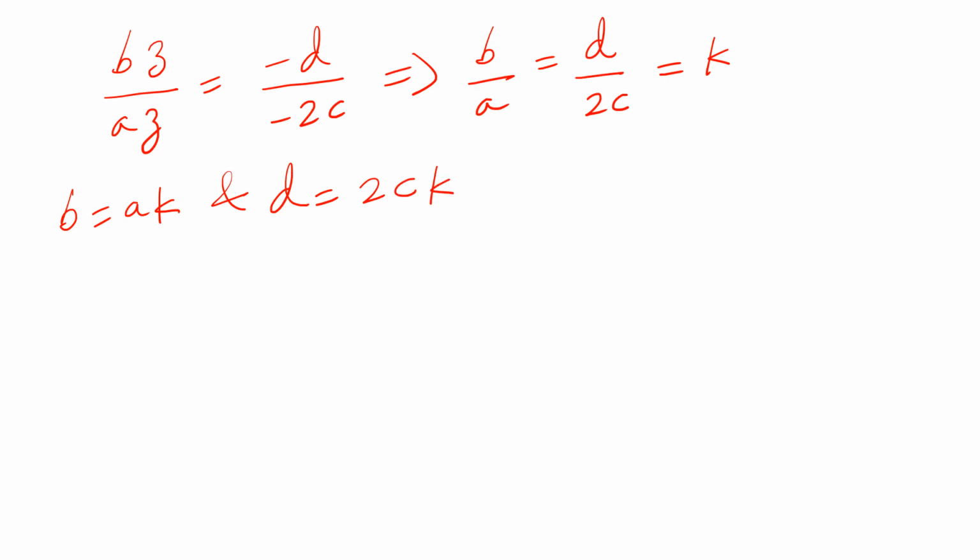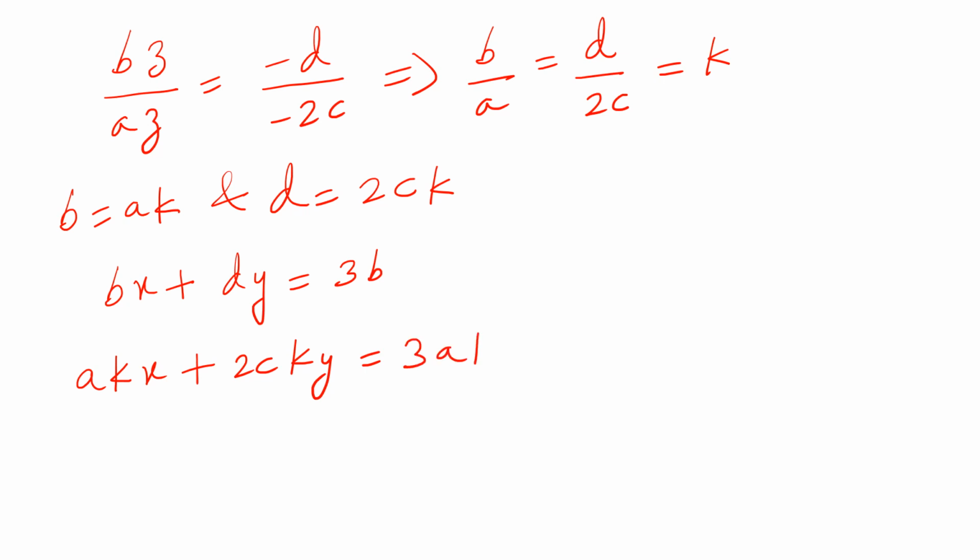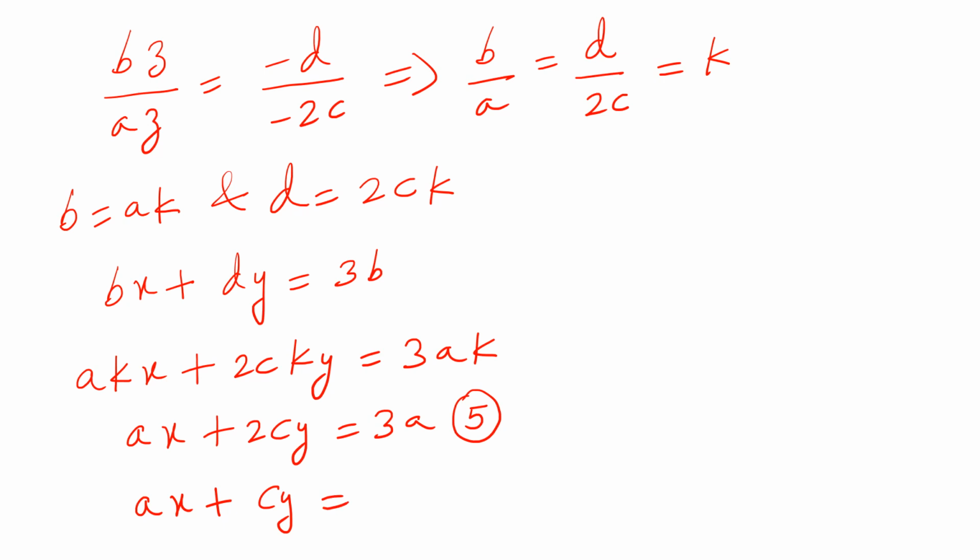Now students, I will put B equal to AK and D equal to 2CK in equation number 4. Now equation number 4 is BX plus DY equal to 3B. So now it will become AK into X plus 2CK into Y equal to 3AK. Now students, clearly K gets cancelled on both sides and we get AX plus 2CY equal to 3A. I am calling this equation number 5. We already have equation number 3 as AX plus CY equal to 2A.